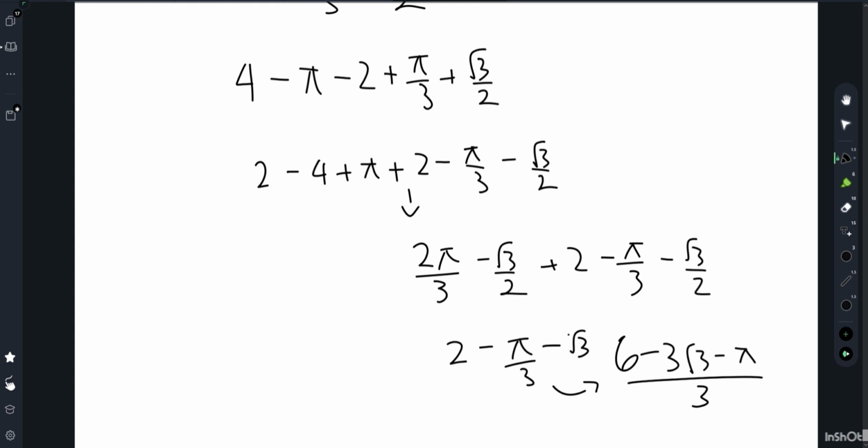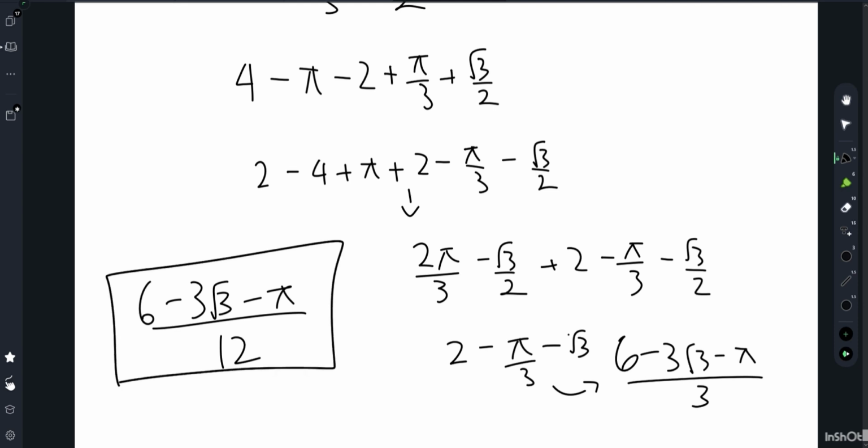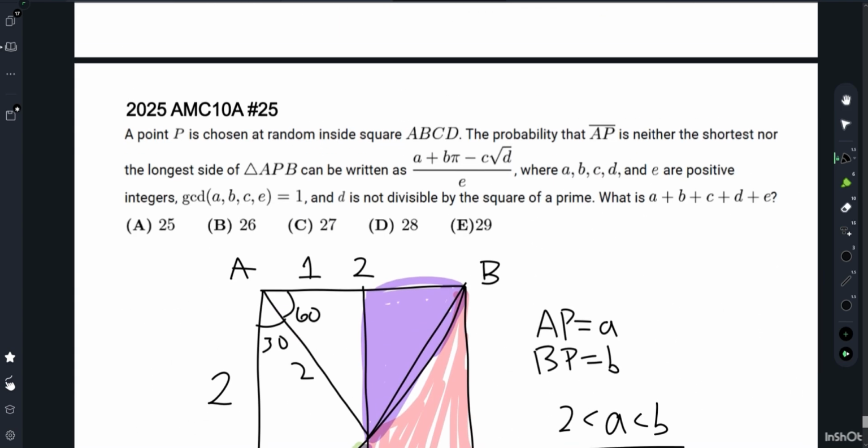Since the total area is 4, we have to take it over 4. So (6 - 3√3 - π)/12 is our final probability. Adding up all the coefficients, we have 6 + 3 + 3 + 1 + 12. This will be 25, and that is our answer.